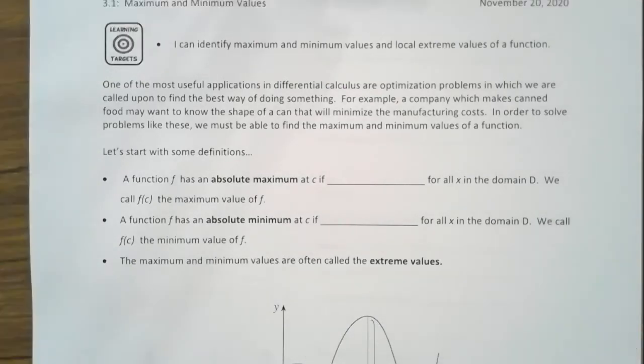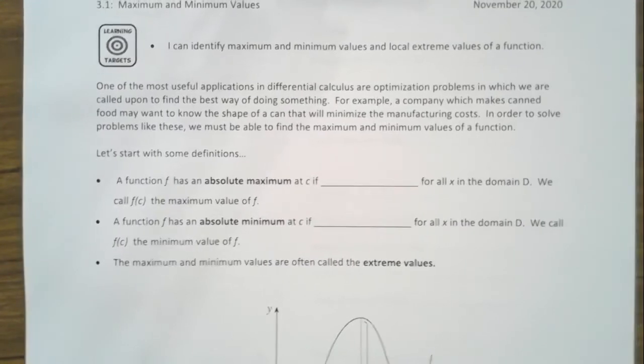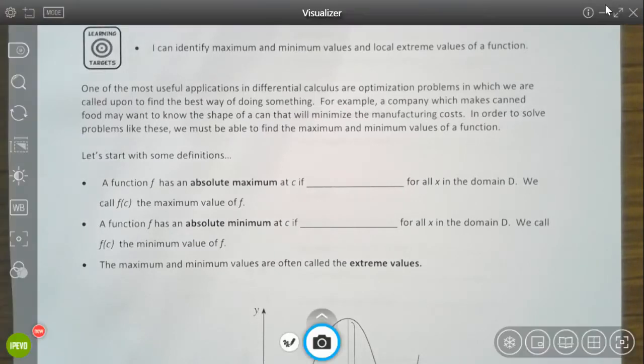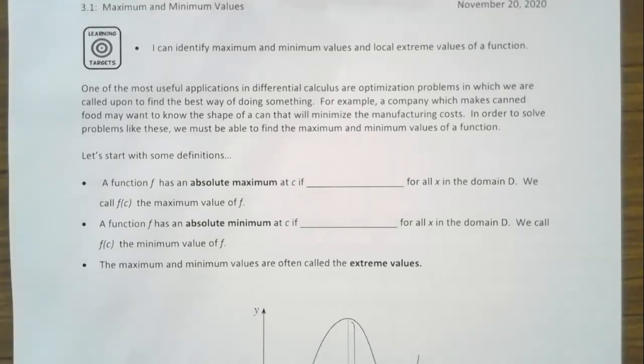So the purpose of the next section is to talk about maximum and minimum values of a function. We're going to be using these concepts in application problems later on in the chapter. A lot of these problems will be helpful when we're trying to do optimization, which are very common application type problems of maxes and mins.